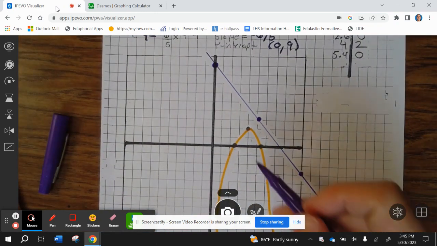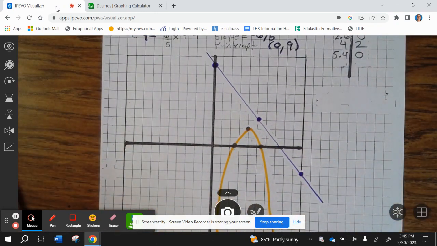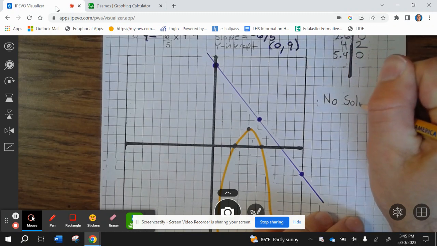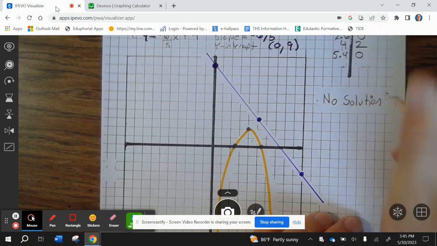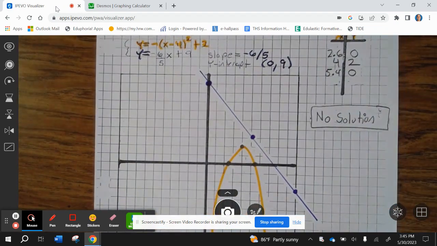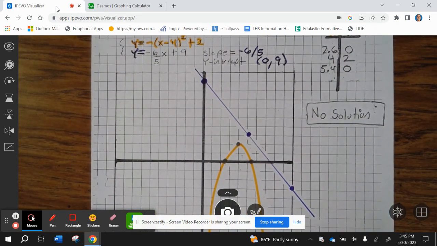You can see here that they do not intersect. So there is no solution. Okay, go ahead and finish up example 3 and start working on an assignment and have a wonderful Wildcat day.